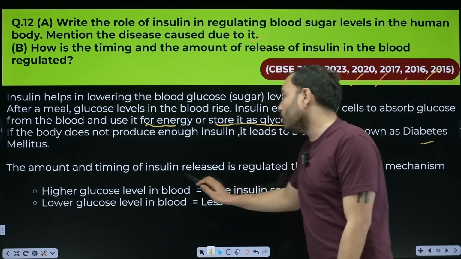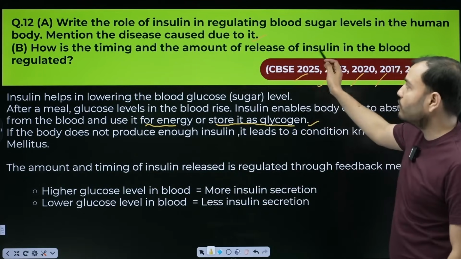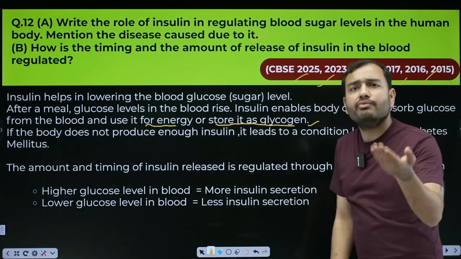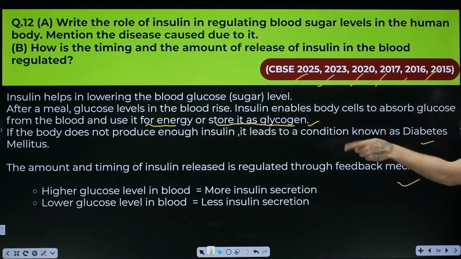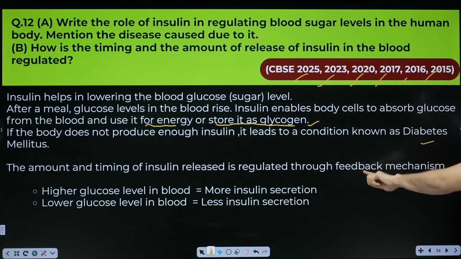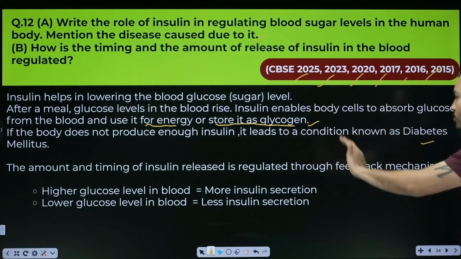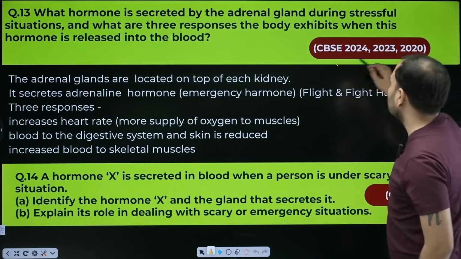What's the next question? How are the timing and amount of insulin in the blood regulated? Feedback mechanism. Right, that's what I explained. If the glucose level is high, then more insulin; if the glucose is low, then less insulin. Okay, next. CBSE 24, 23, 20.